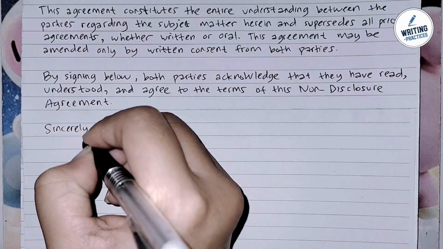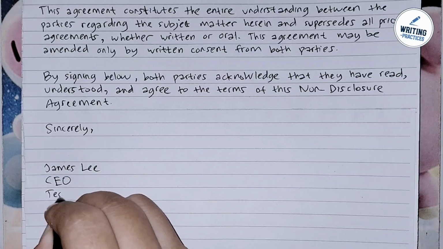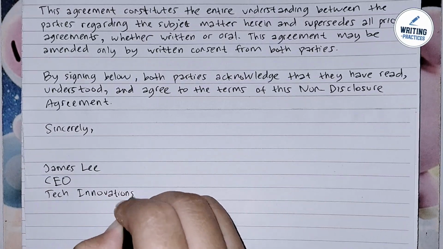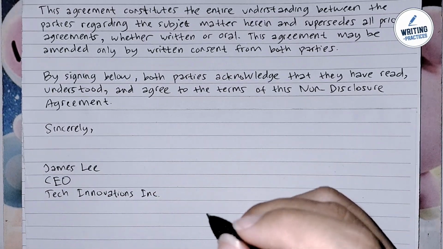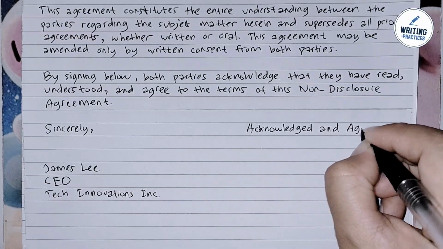And for the closing, end the letter politely and formally. Write the sender's name, title, and signature. After that, write also the acknowledgement section for the recipient's signature and the date. And this is how you finalize the agreement.